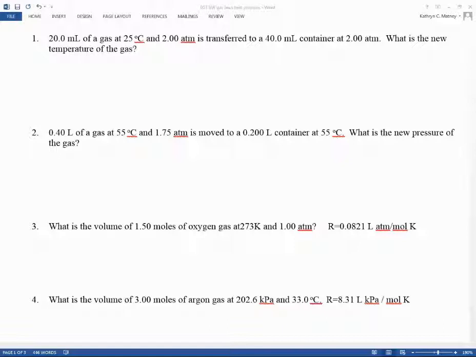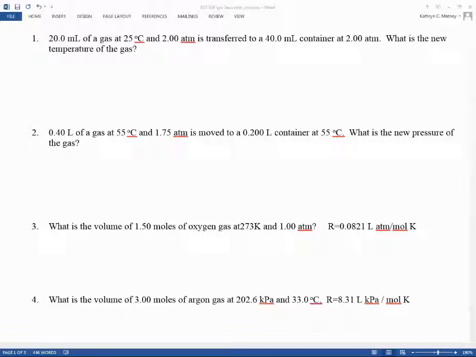It doubled. Now, question. When you plot volume versus temperature, do you get a direct or indirect graph? Direct. That means when one goes up, the other goes up. When one goes down, the other goes down. When one doubles, the other doubles. I really don't have to do any math.